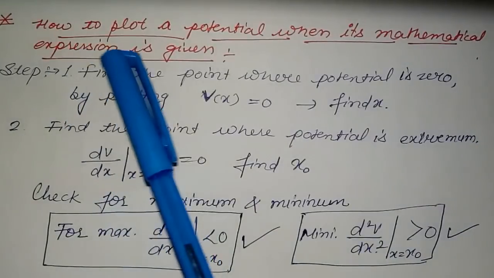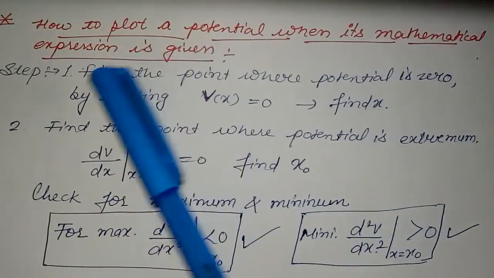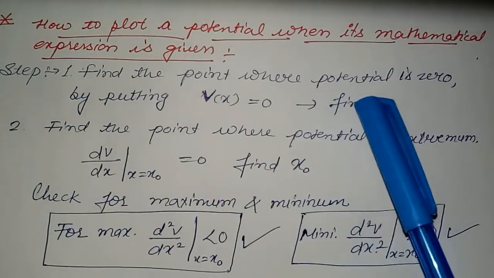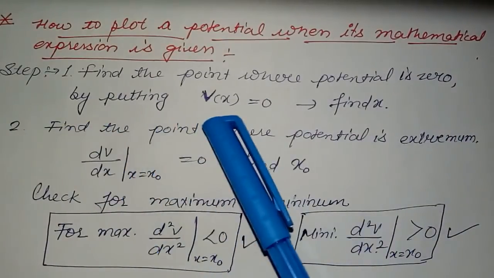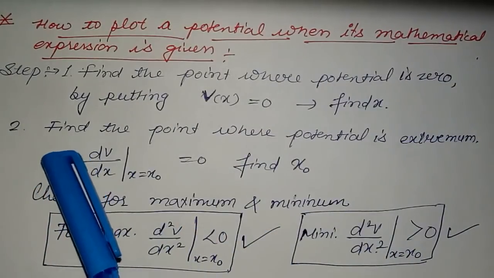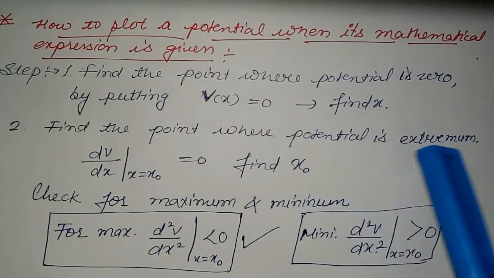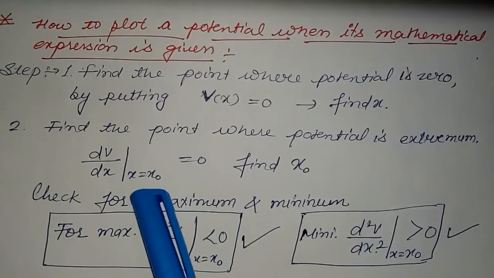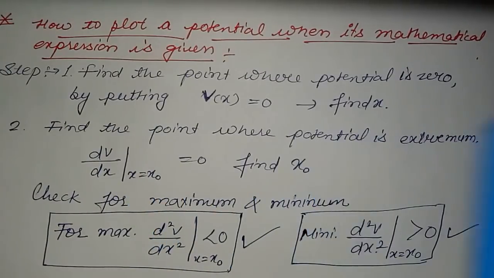Second case: how to plot a potential when its mathematical expression is given. For the first step, find the point where potential is 0 by putting V(x) equal to 0 and finding x. In the second step, find the point where potential is extremum. It is by dV/dx at x equal to x naught; find x naught, and check maximum and minimum. For maximum, d square V upon dx square is less than 0, and for minimum it is greater than 0.